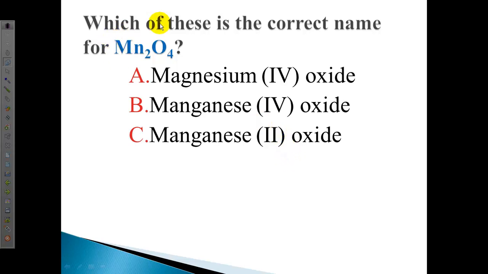Okay. Now you're looking for the name of this. Now again, you've got to go backwards. This 4 came from up here, and this 2 came from over there. So first thing you've got to do is figure out what is Mn. Is it magnesium or manganese? Well, it's manganese. So the +4 came from manganese.